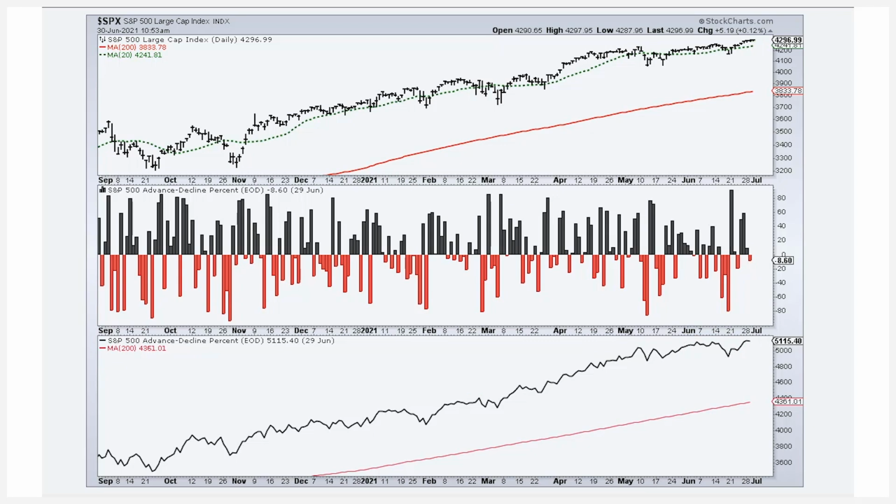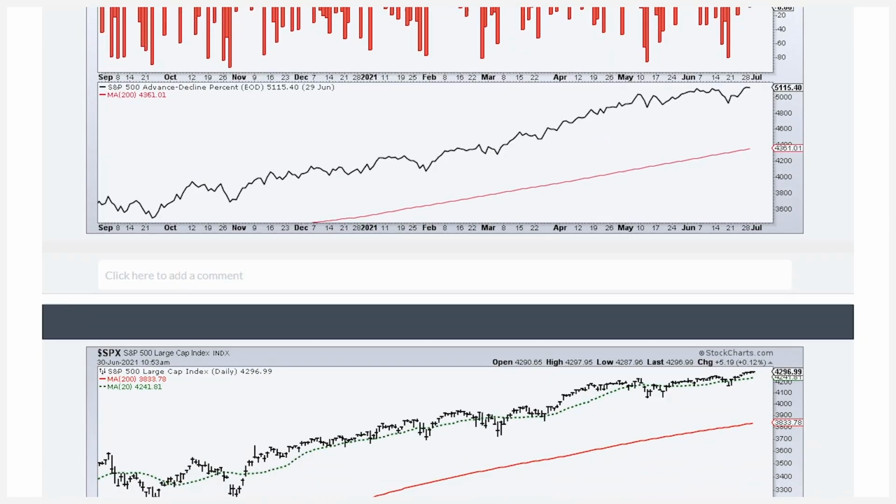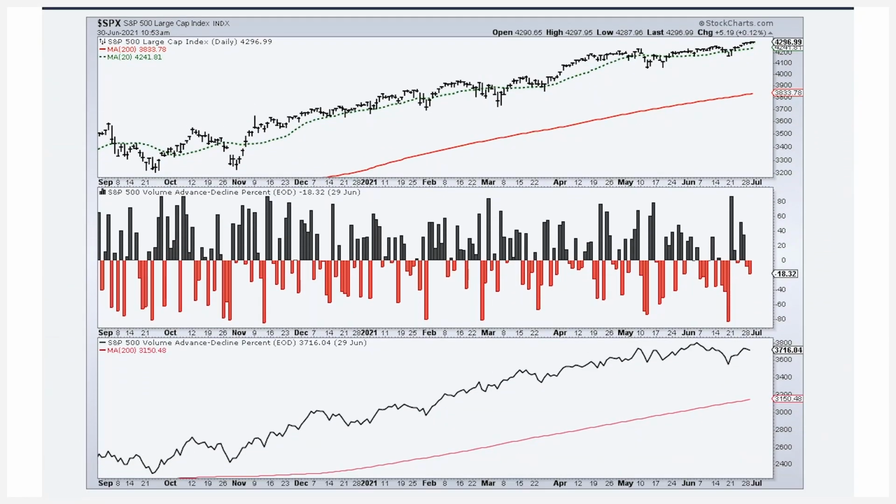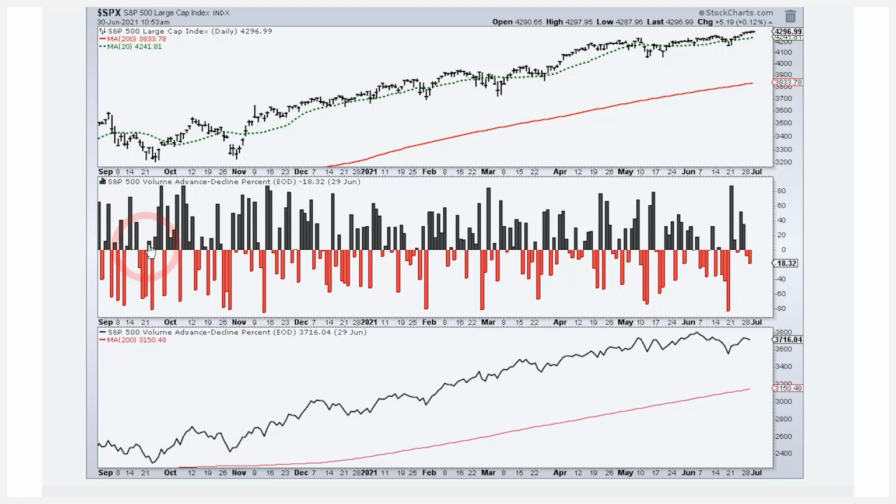We can also turn that into a volume line by using the volume of advancers and the volume of decliners. So there it is, net advancing volume in the middle window, and there's the advance-decline volume line. You can see it hit a new high in early June, fell, and doesn't have a higher high now. So we have a very minor divergence working here, but I wouldn't read too much into that, as we're going to see with some of the other indicators.